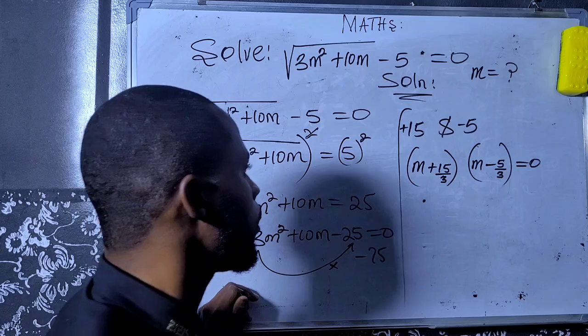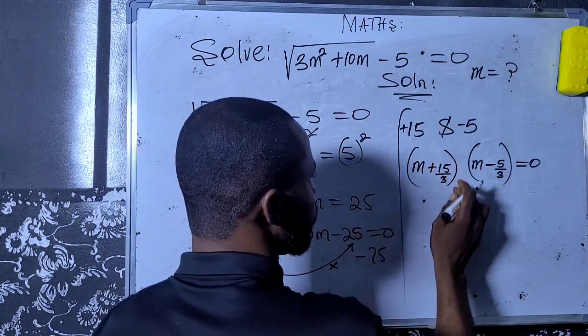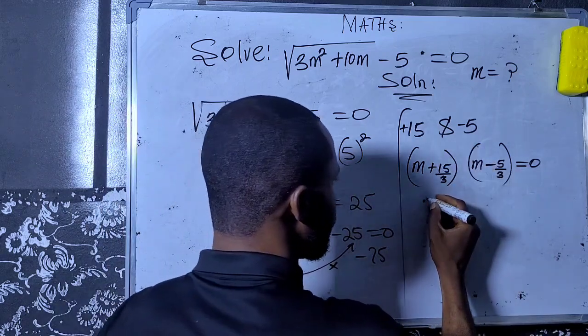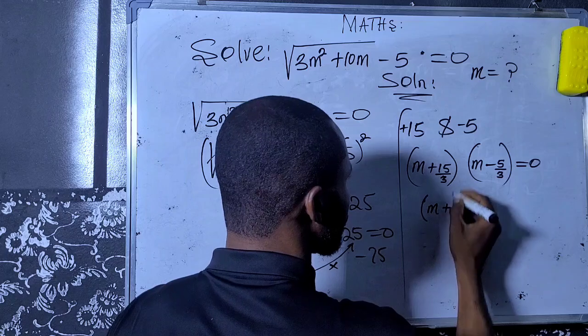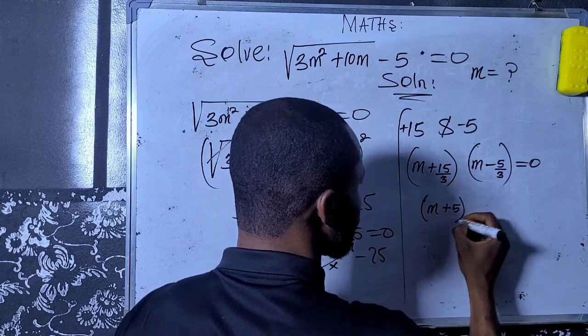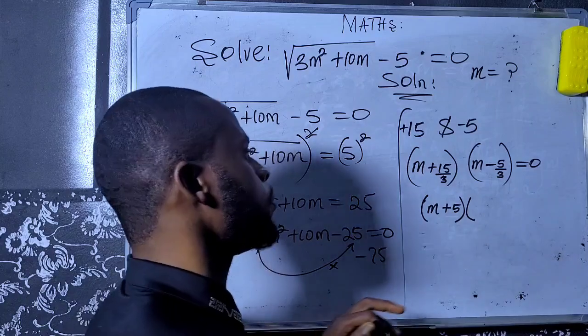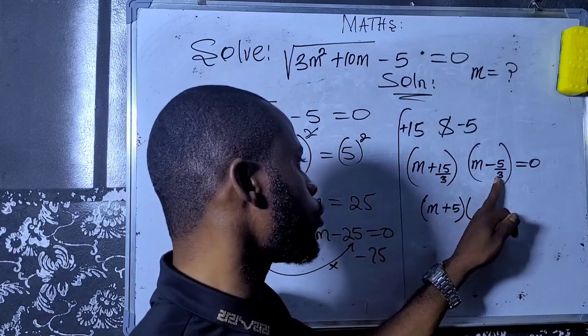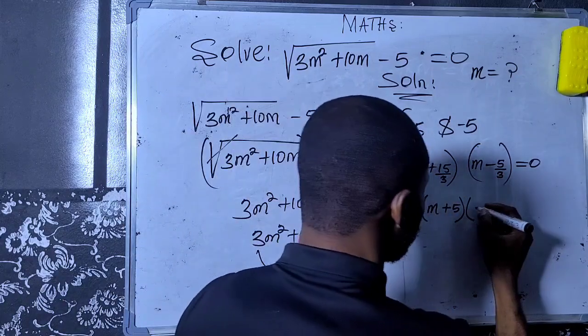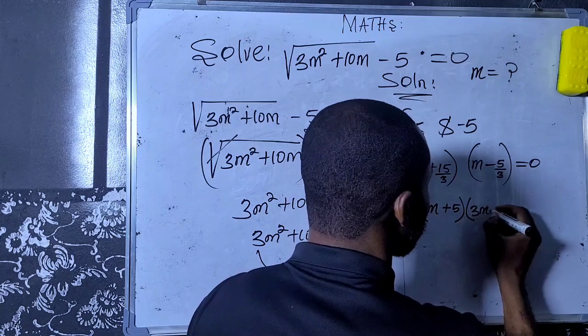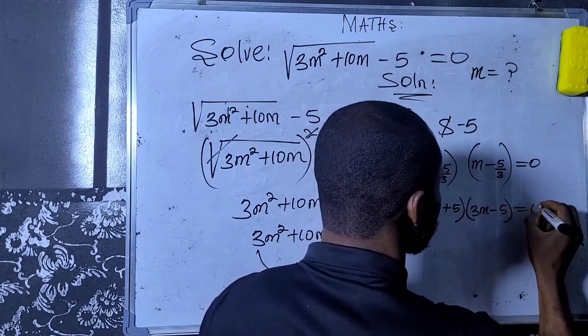When as such, here we have m plus 15 divided by 3. 15 divided by 3 will give you 5. So here, 5 divided by 3 is not divisible. Then just multiply this 3 by m, that will give us 3m minus 5 equals 0.